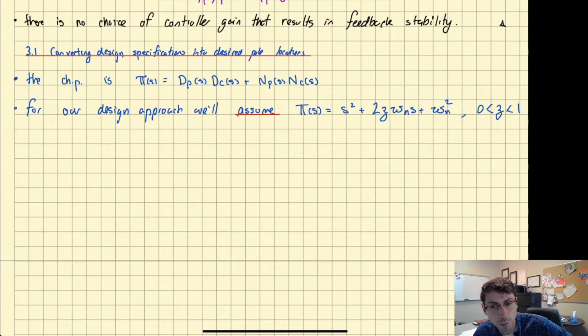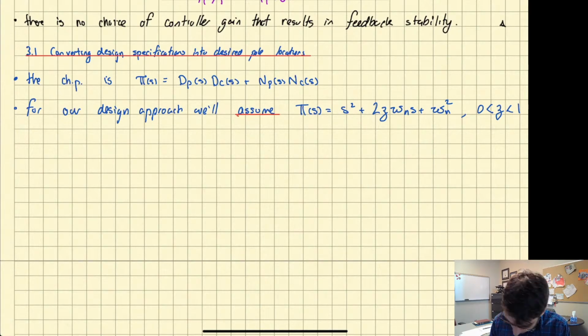Okay? Because this is what will get all our equations for percentage overshoot, settling time, and all that. But of course, most real systems, especially closed loop systems, are not going to be second order. So we have to be careful in our design to make sure that this is a reasonable assumption.